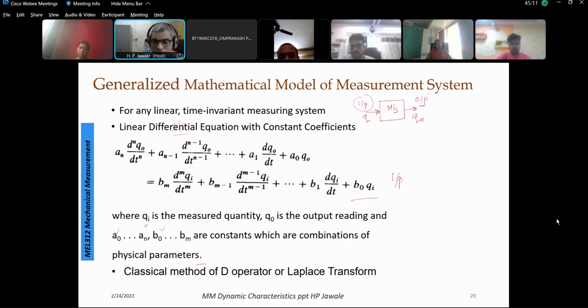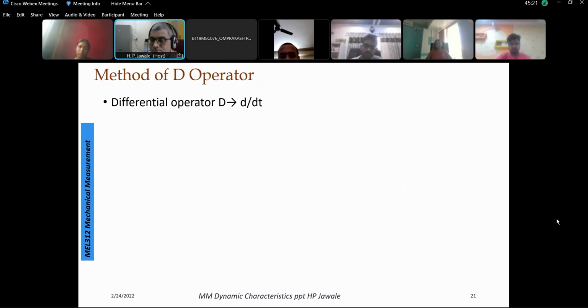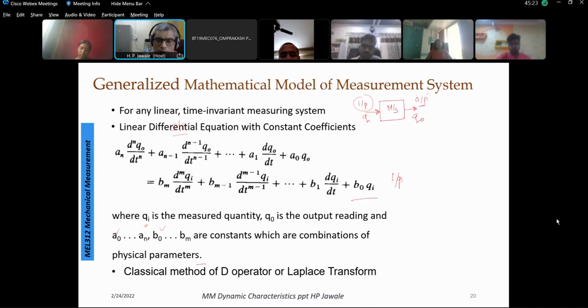Then we are going to apply either the normal classical method with the D operator, or one can go for the Laplace transform to get the solution for these equations. Now, in this condition, the output of the system is to be found out. Let's assume that we are going to apply a different input here, say Qi, which I have given here as the input.